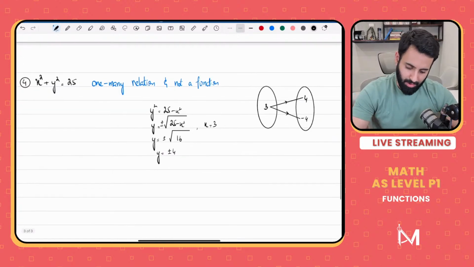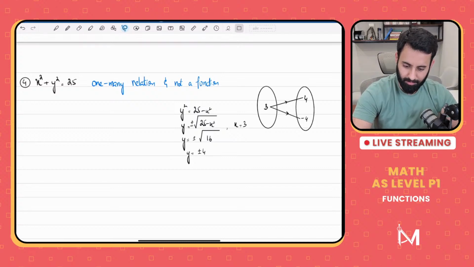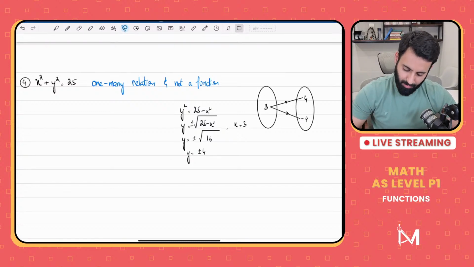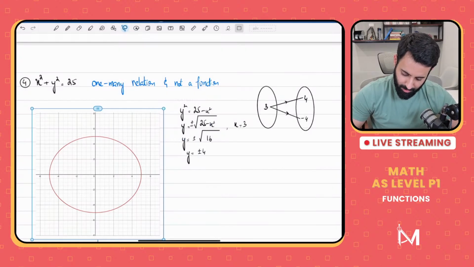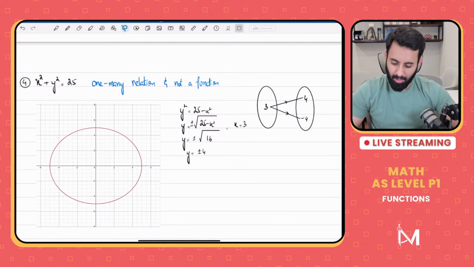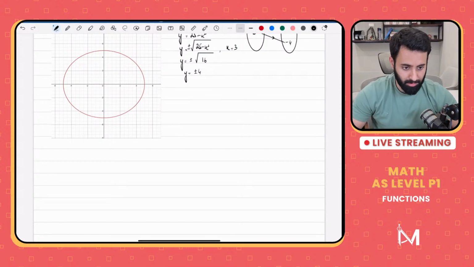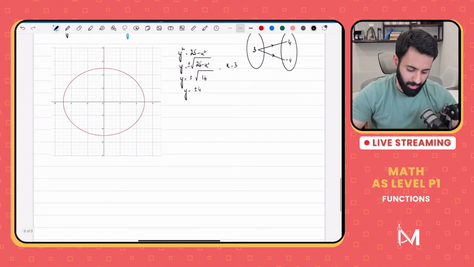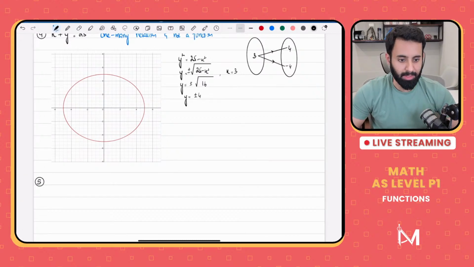Let's see what the graph looks like. Here's what the graph looks like. Here we go. This is what the graph looks like. Now, actually, this is not the last example. I'm going to do the last example, and then we're going to talk about the horizontal line test and vertical line test, which you might already be familiar with.